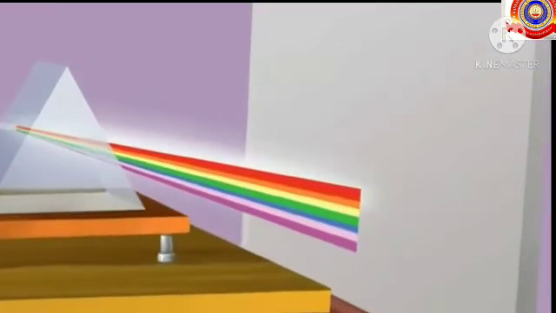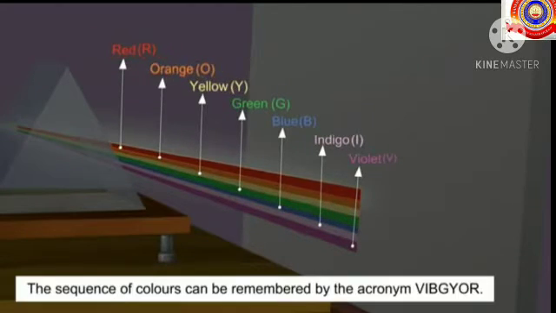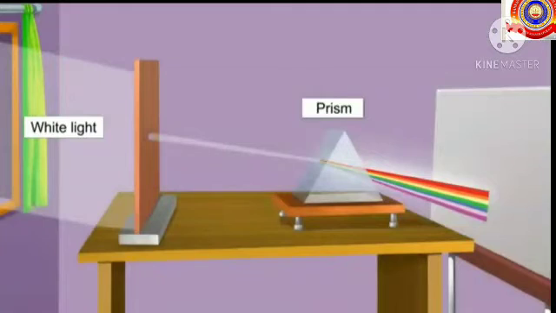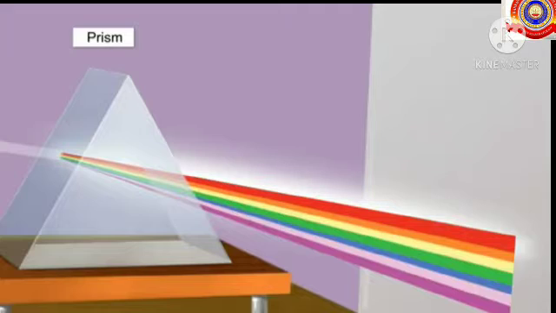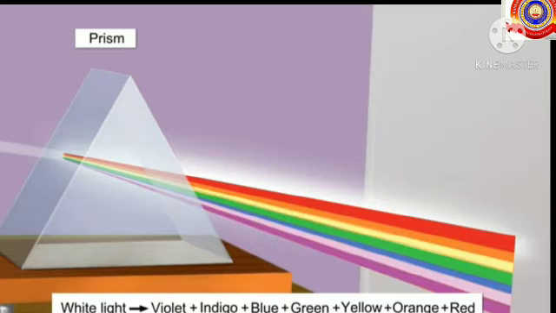If we look at the colors on the white sheet, they are in the order violet, indigo, blue, green, yellow, orange, red. This sequence of colors can be remembered by the acronym VIBGYOR. The light coming from the sun is white, and this white light consists of the 7 colors. When the white light coming from sunlight falls on the prism, it splits into its constituent colors.